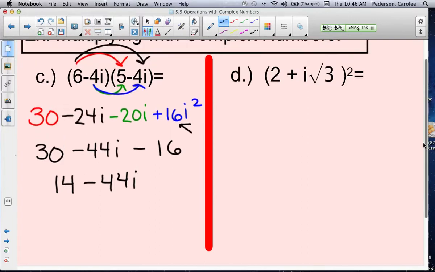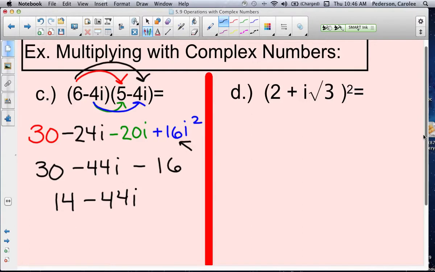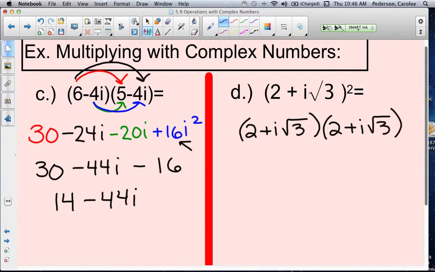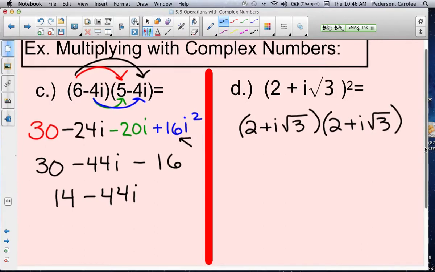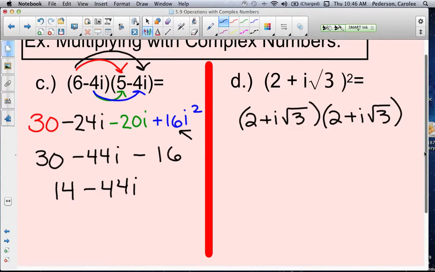Next example, D. Maybe this one you want to write down. It's a little bit more difficult because it has a radical. So question D is saying, take 2 plus i square root of 3 and multiply it to itself. So what we have is two parentheses. We have 2 plus i square root of 3 times 2 plus i square root of 3. You have to be very careful with radicals here. And now we're going to FOIL again.